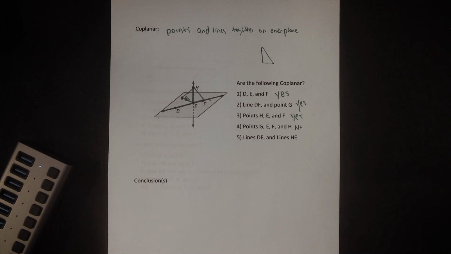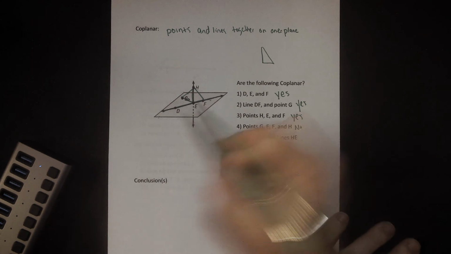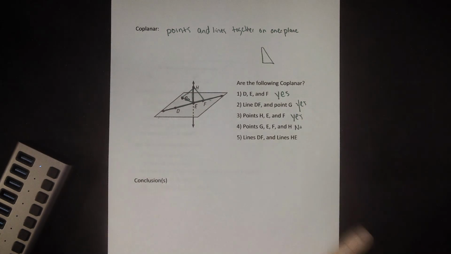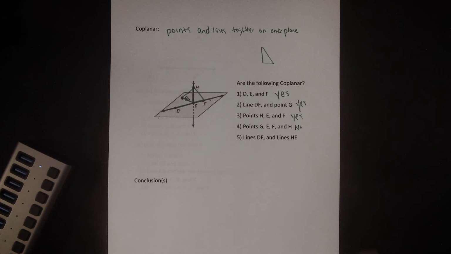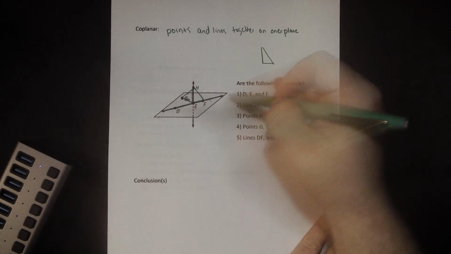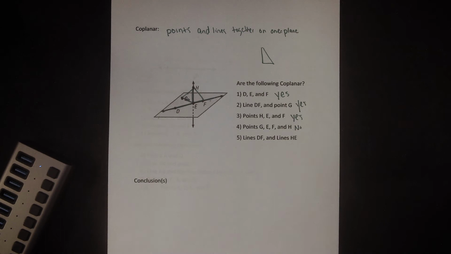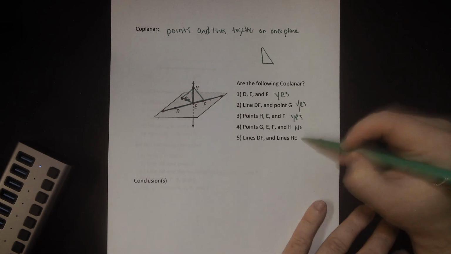Then you have DF and HE. Well, DF and HE are going to be coplanar because they intersect and make a plane. So the answer is yes.